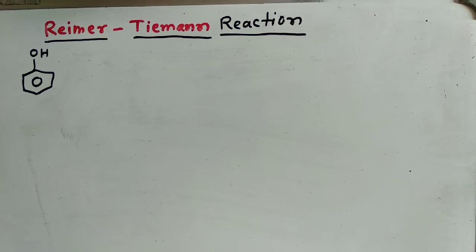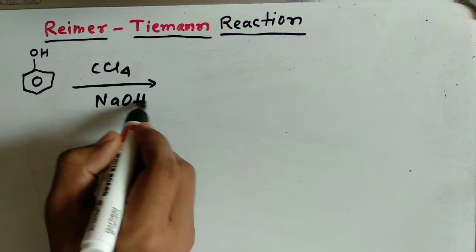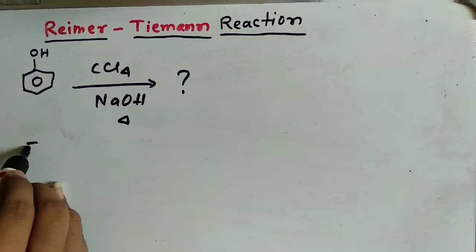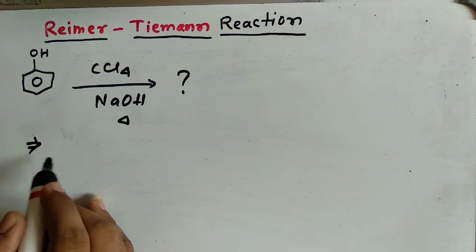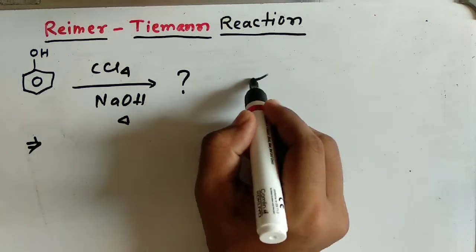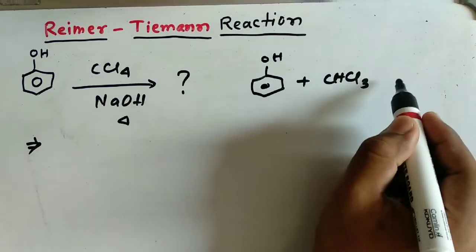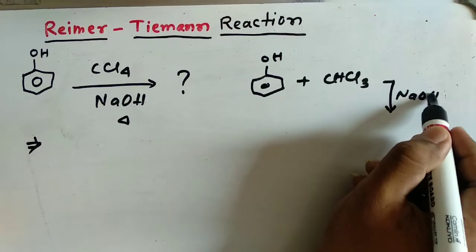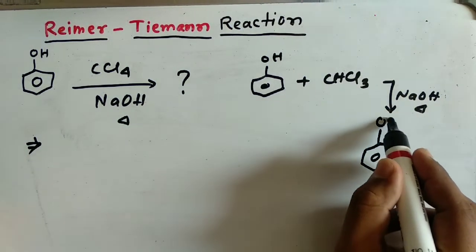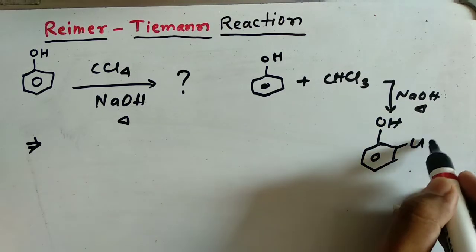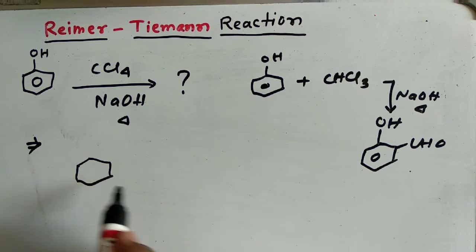Here it's CCl4, carbon tetrachloride, and the base NaOH, along with heat. The other reaction conditions are the same. So what will happen? If we consider this is phenol, this is chloroform, and in presence of NaOH base, what will be the product? The product is this OH, the major. I am considering only the major product. This is CHO. Remember, if we consider CCl4, then we will not get the same product.